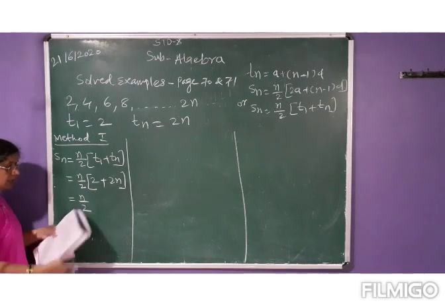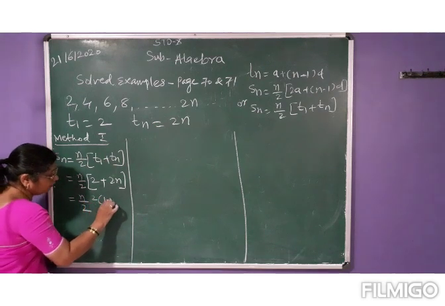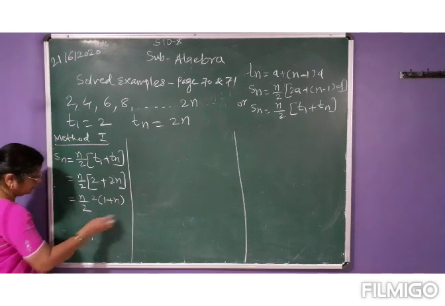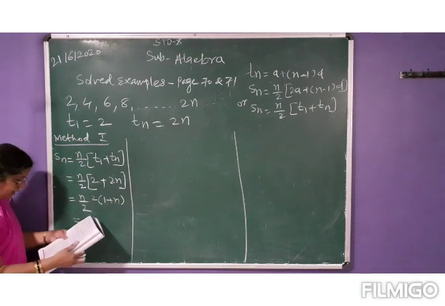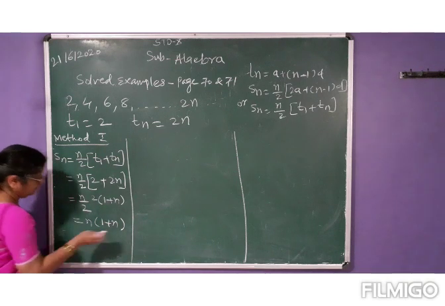Now here, what I will do is take 2 common. If I take 2 common, I will get (1 plus n) in the bracket. The 2 will get cancelled. So what is the answer? n into (1 plus n).